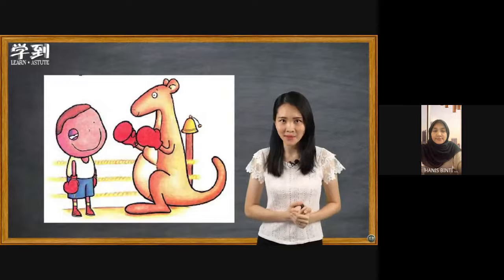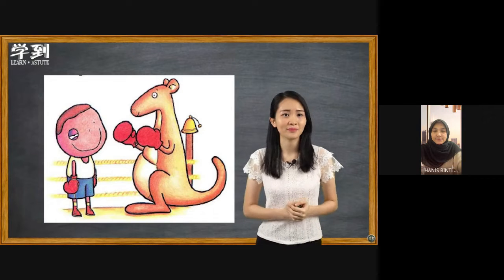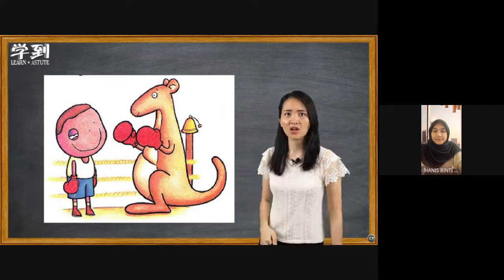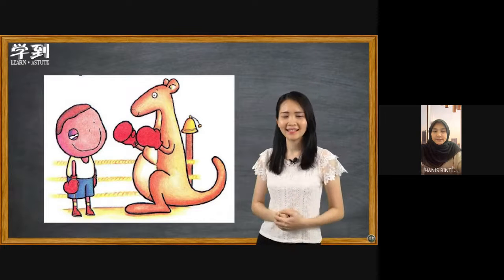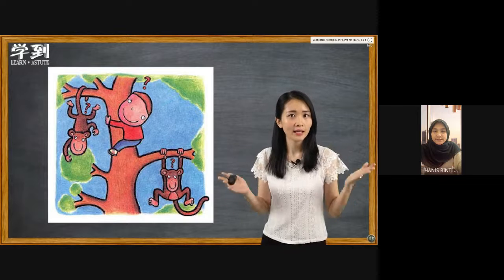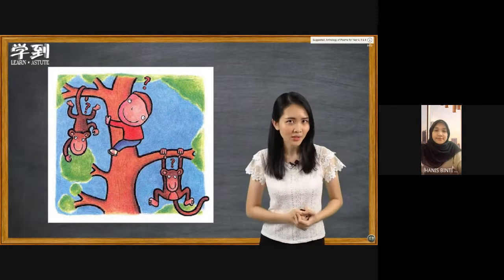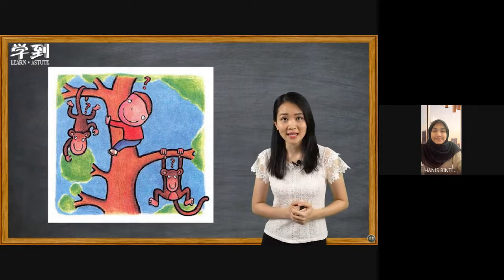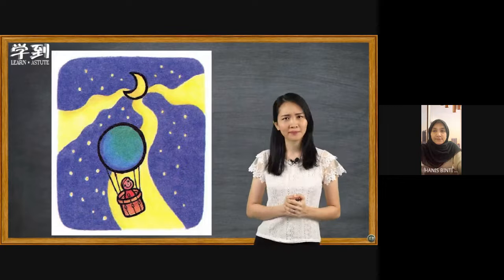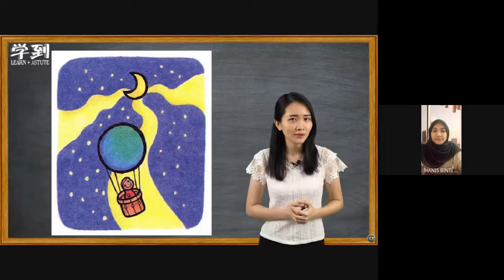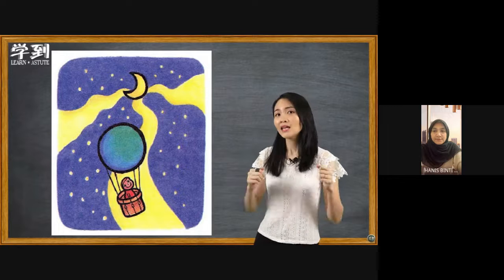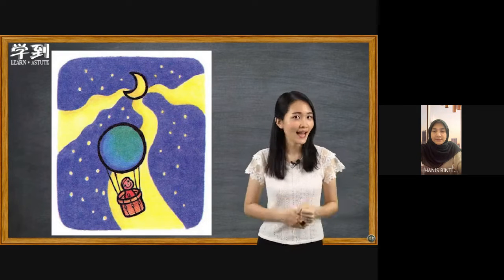What can you see in this picture? A boy and a kangaroo. What happened to the boy? He boxed with the kangaroo and he got a big bruise on his right eye. Next picture. What can you see in this picture? Two monkeys and a boy, each with a question mark. What happened to the boy? He climbed the tree and met two monkeys. Next, what can you see in this picture? A boy, a hot air balloon, the moon, and many stars. What happened to the boy? He rode a hot air balloon at night.